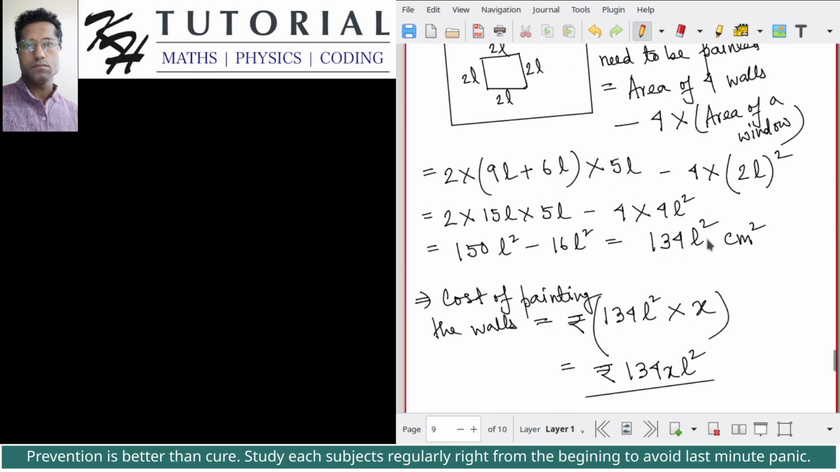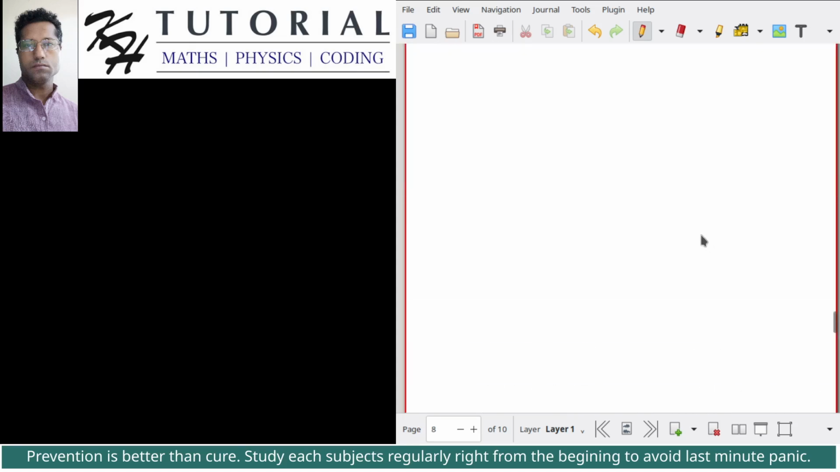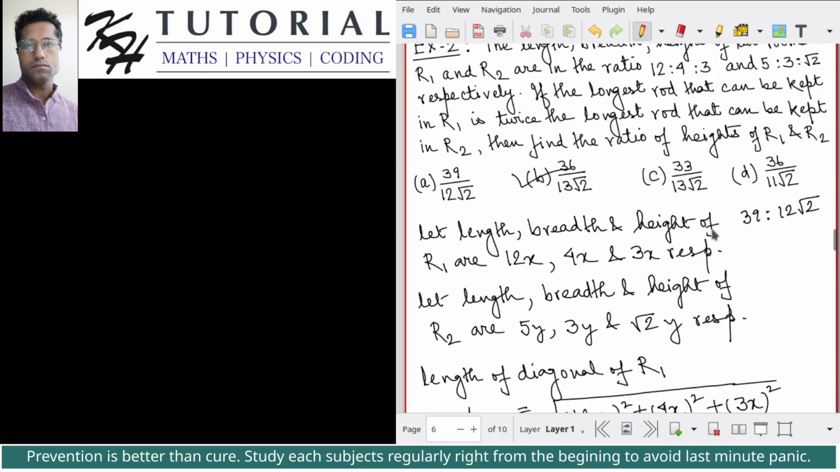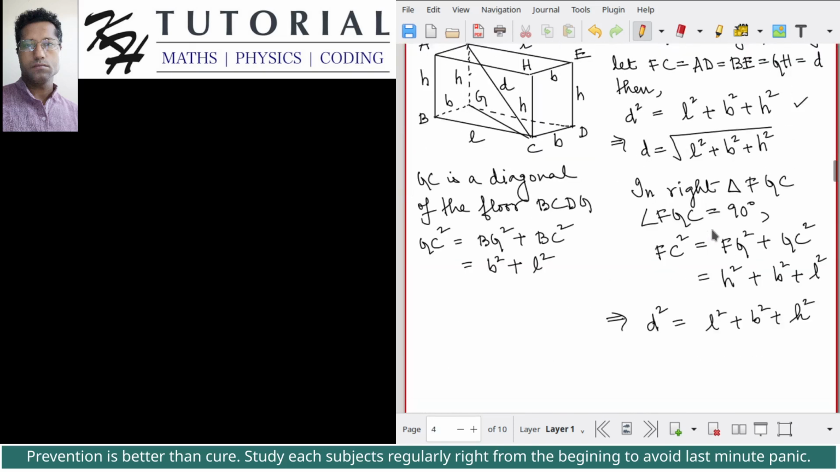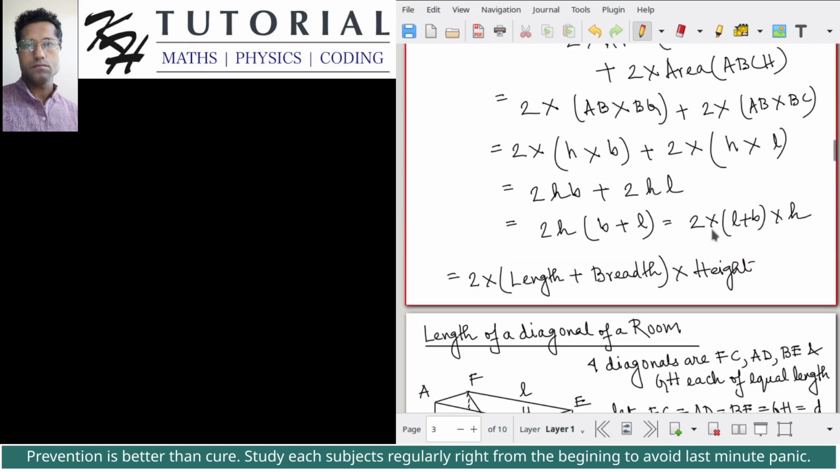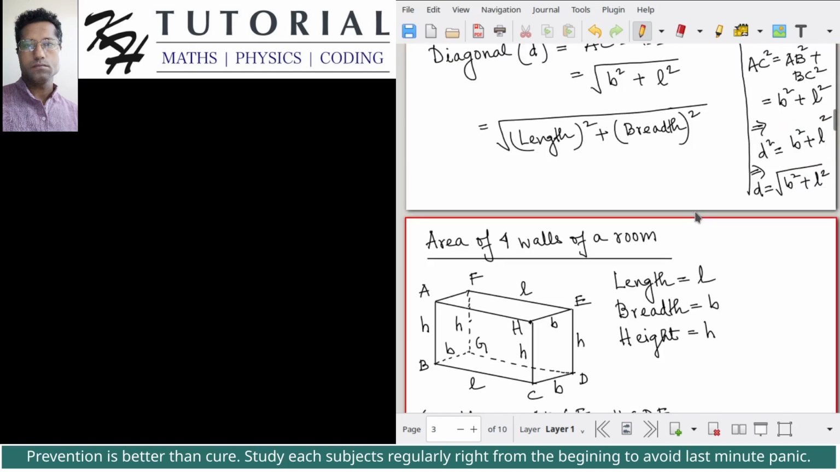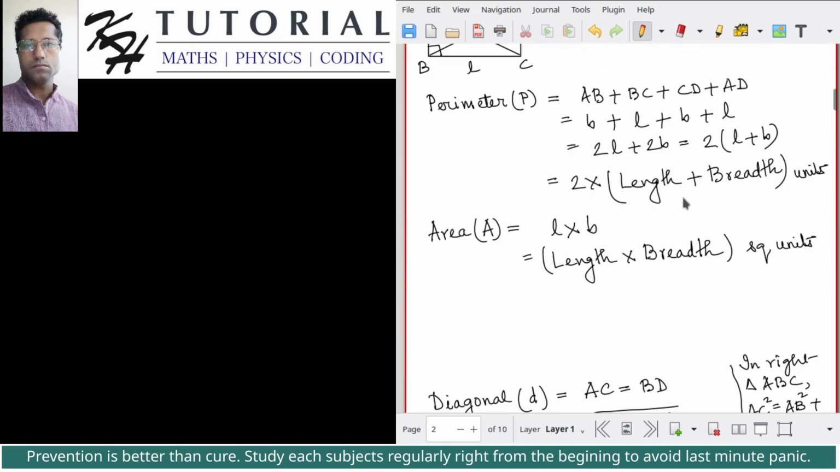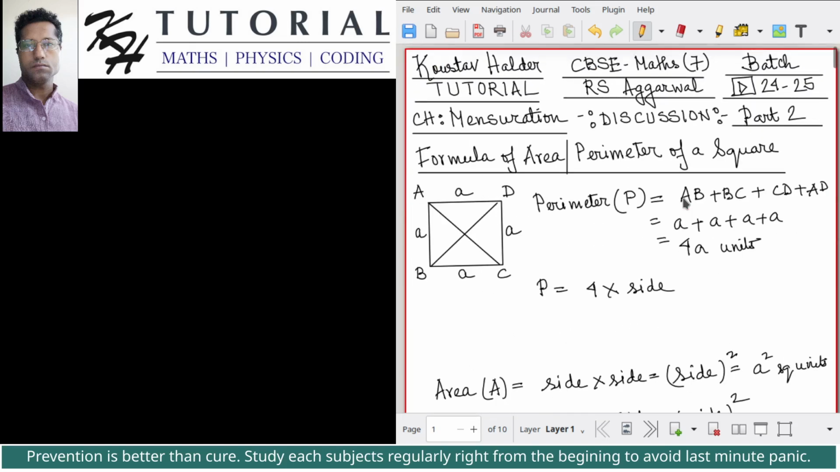So with this, it brings to an end solving the 4 problems and the theoretical concepts of finding the area, perimeter, diagonal of a square and rectangle, and based on this formula, how to find the area of the 4 walls of a room and the length of the diagonal of a room, which is also the length of the longest stick or rod that can be kept inside a room. I hope this video will be beneficial to you in understanding the formula of area, perimeter of a square and rectangle, and how to apply the formula and the concepts in solving some problems.